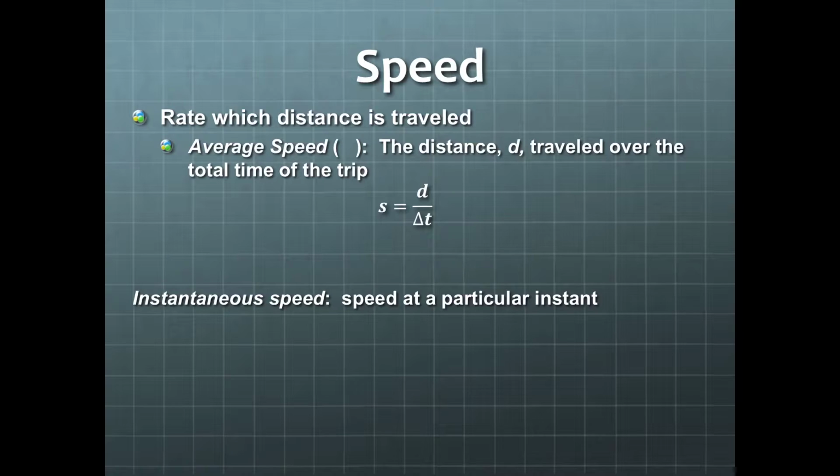Instantaneous speed is another term you may hear, and it specifically refers to a speed at a particular instant. A clear example of this is the speedometers in cars.